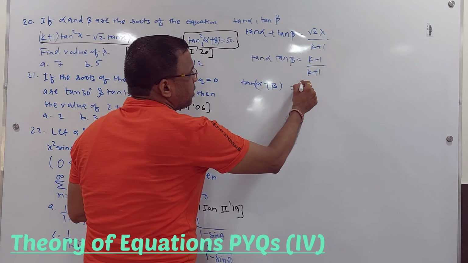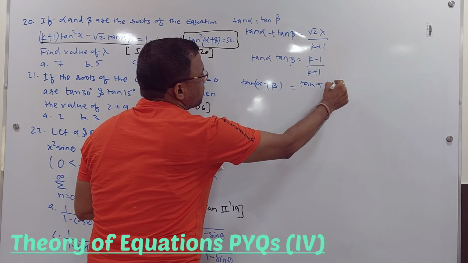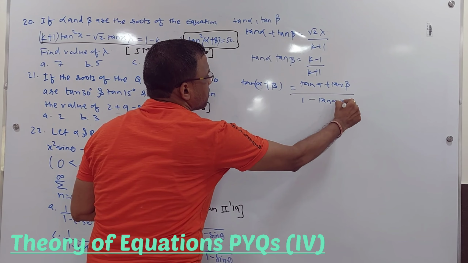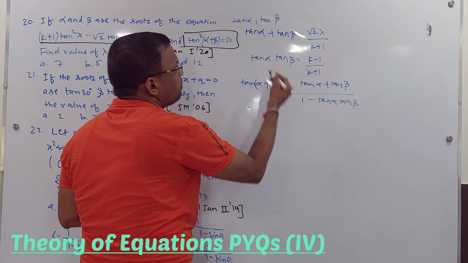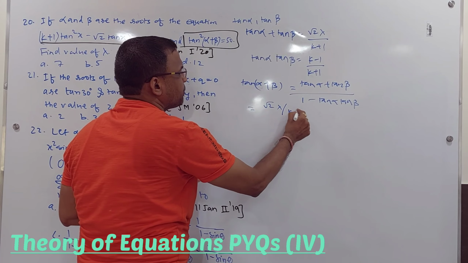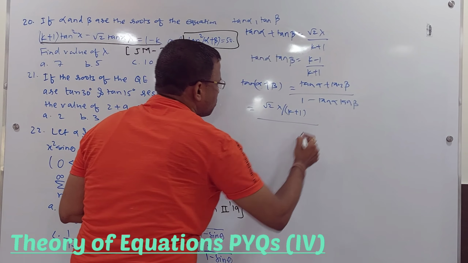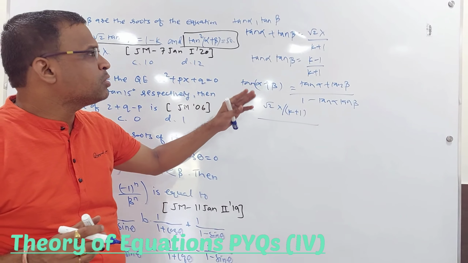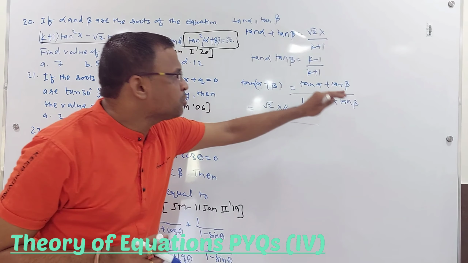Is tan alpha plus tan beta upon 1 minus tan alpha tan beta. Fine. So tan alpha plus tan beta is root 2 lambda upon k plus 1. See, a smart student can just cancel this k plus 1. They are not in a position to write it down because that is a wastage of time. They know that it is a ratio, so it should be cancelled.